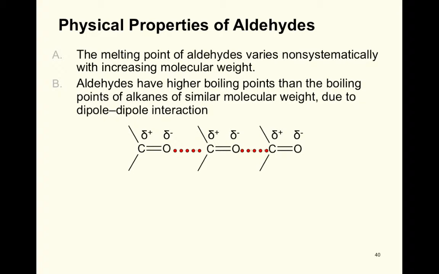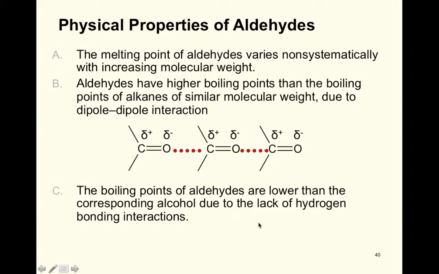Aldehydes have higher boiling points than the boiling points of alkanes of similar molecular weight due to the dipole-dipole interaction. So on the previous slide, we commented that the carbonyl carbon is slightly positively charged and the oxygen is slightly negatively charged. So what happens when these guys get together in the liquid state, because we're talking about boiling points here, when they're in liquid state, the polar oxygen here will have a polar dipole-dipole interaction with a carbonyl group on another molecule, and that to another one. And what this does is it causes them to have an intermolecular force, a dipole-dipole interaction, that makes their boiling points higher. That means in order to get this molecule, for example, off on its own as a gas, it has to overcome this interaction also. So it takes more energy.